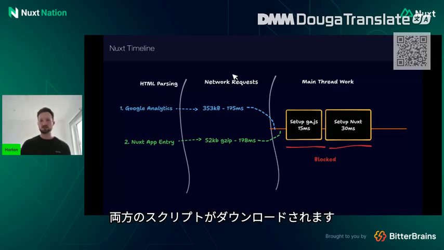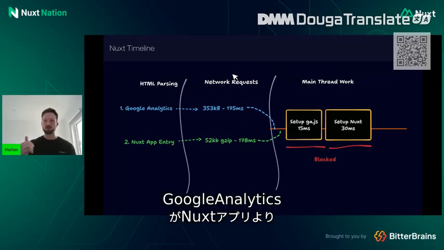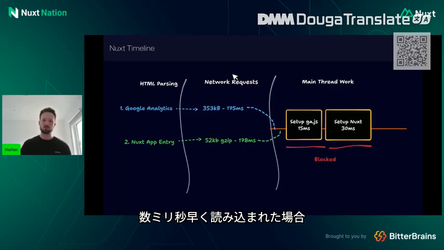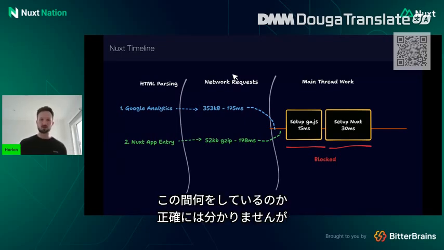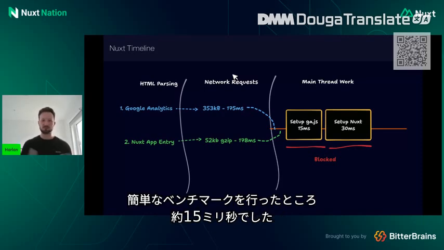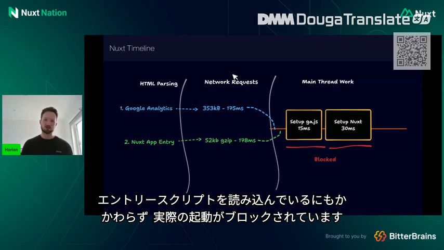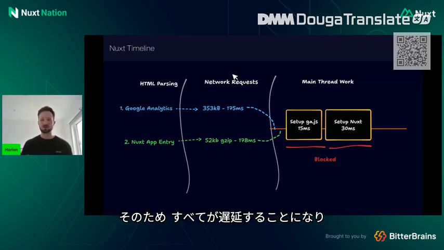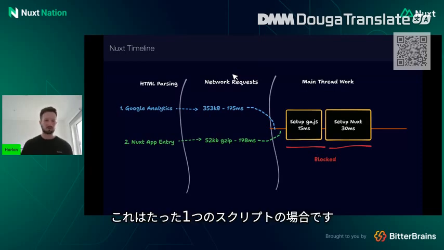So both of these scripts download, and then we're in a situation where, let's say, Google Analytics manages to load just a few milliseconds before our Nuxt app. Well, Google Analytics needs some time to set up on the main thread. I'm not exactly sure what it's doing in this time. I did a quick benchmark, and it was around 15 milliseconds. So during that 15 milliseconds, our Nuxt app, even though we've loaded in our entry script, is blocked from actually starting. So that's going to delay everything. It's going to delay your app interactivity. So not good.